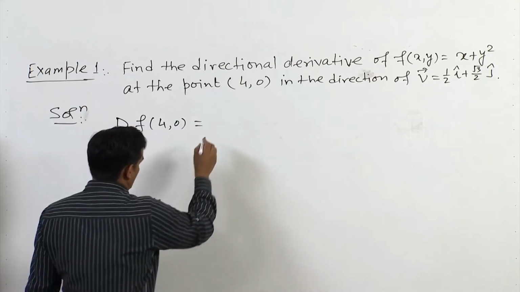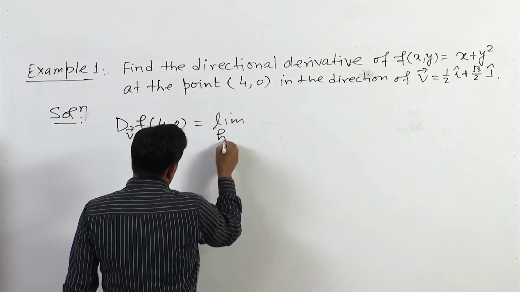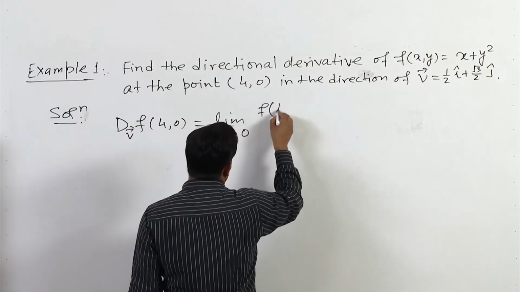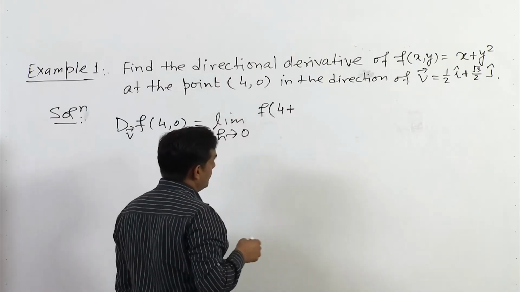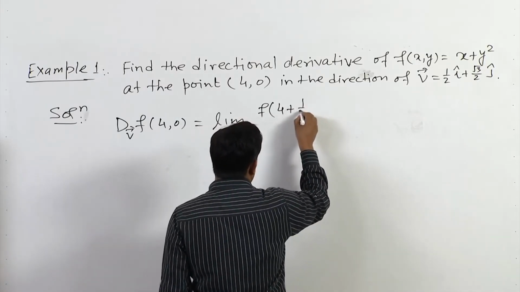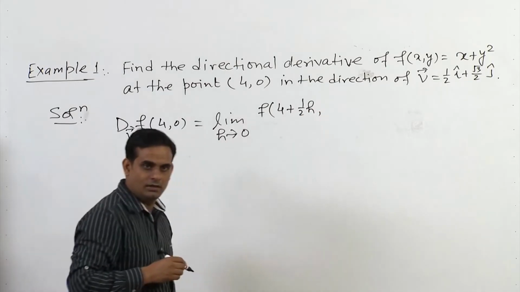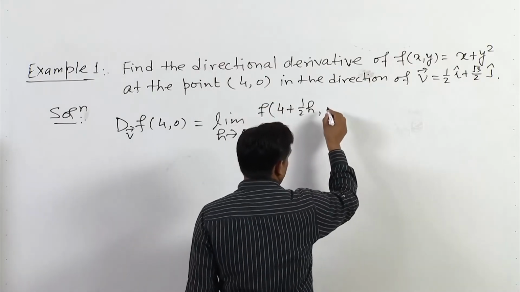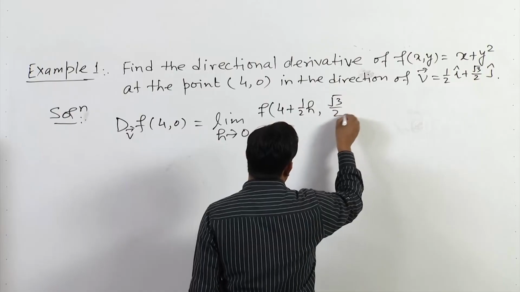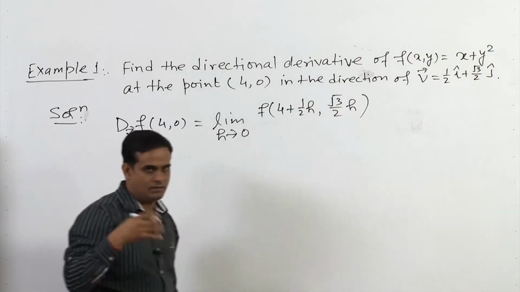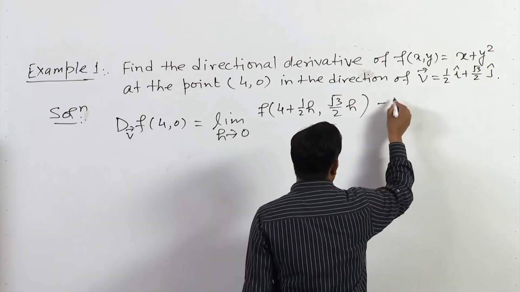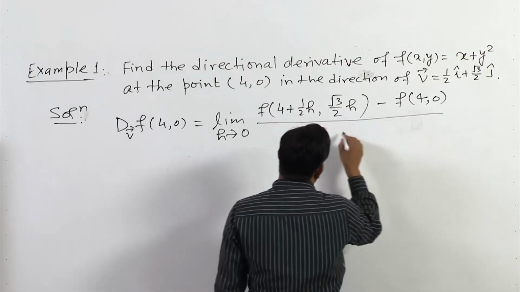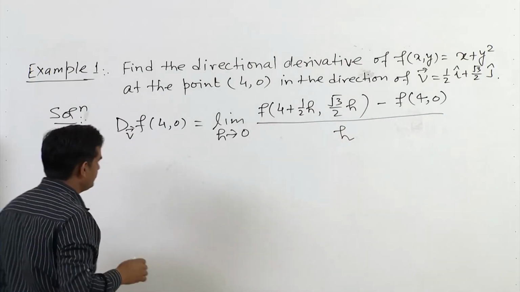is given as the limit h tending to 0 of f of a plus h v1, b, 0 here, so root 3 by 2 h, so b plus h v2, minus f of 4, 0, that is f of a, b, upon h.